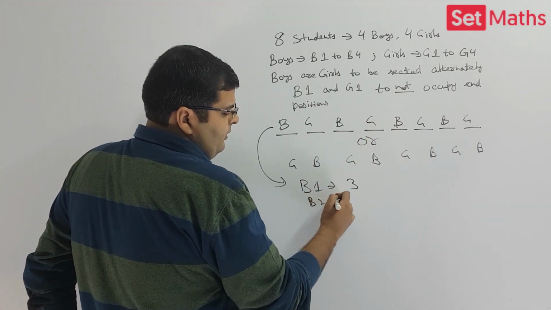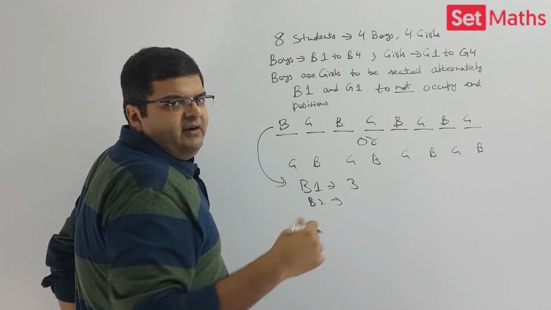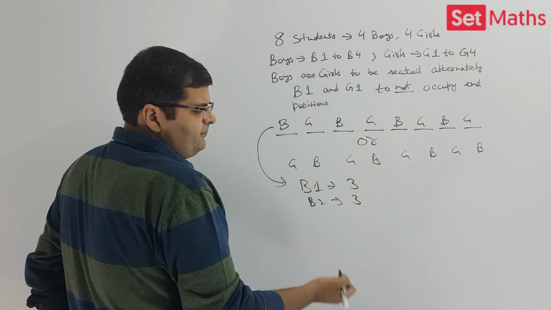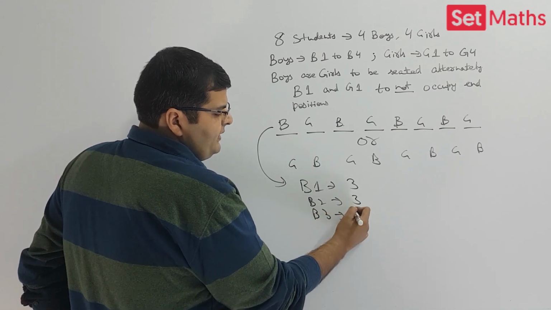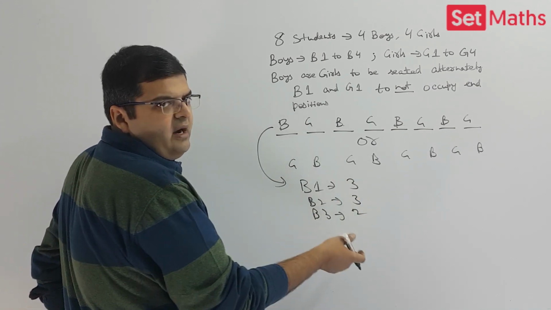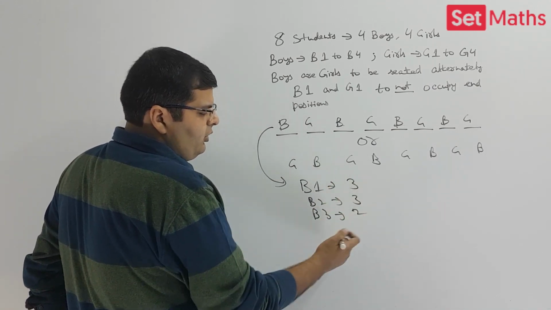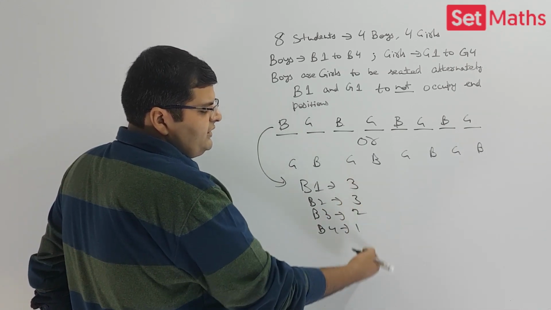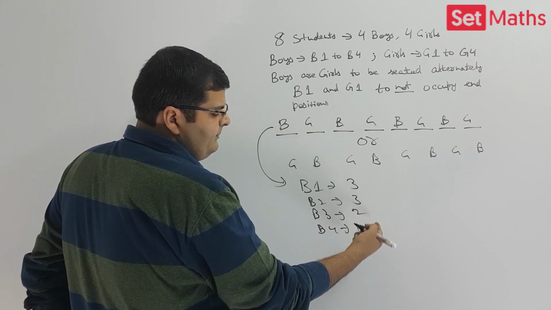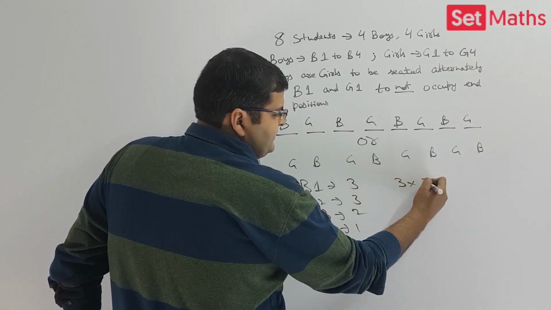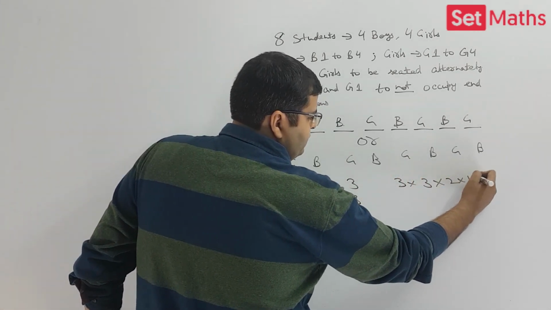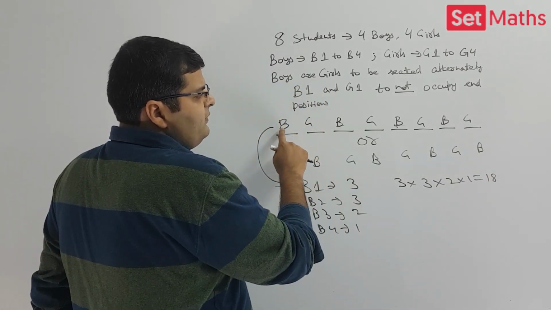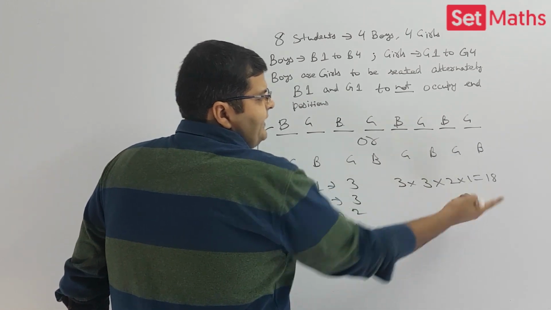Then B2, the next boy coming in: B1 has occupied one of the boys' positions out of the 4 positions, so B2 will have 3 options left. Then B3 coming in will have 2 options left, because out of 4 positions for boys, 2 are occupied. And finally B4 will have 1 position left. We have to seat all of them, B1, B2, B3 and B4. So the number of ways they can be seated is 3 into 3 into 2 into 1, which is 18. So the number of ways these 4 boys can be seated will be 18.